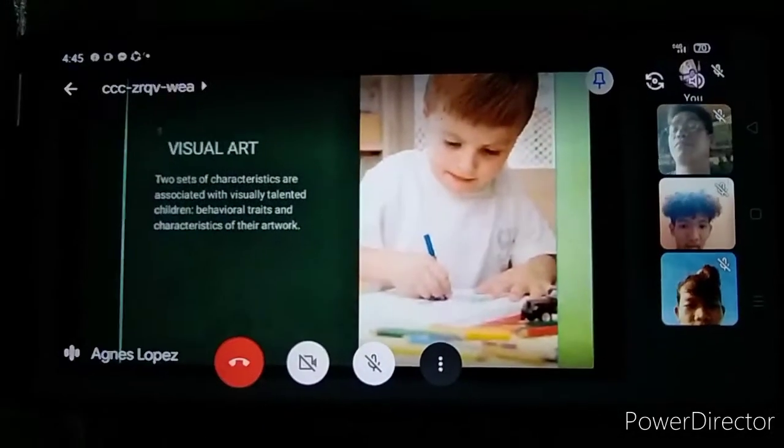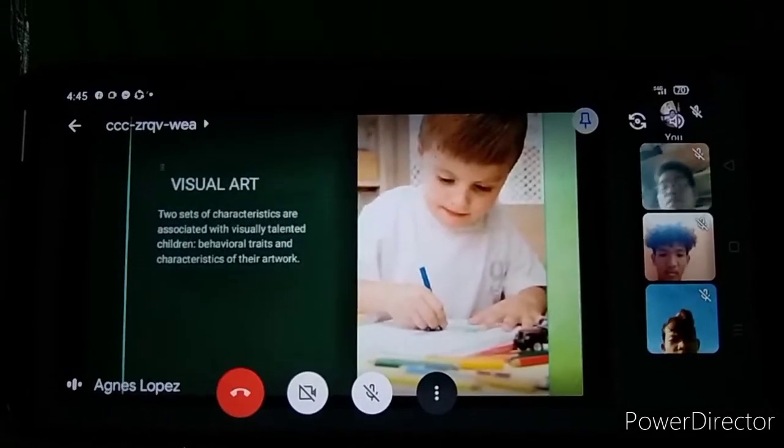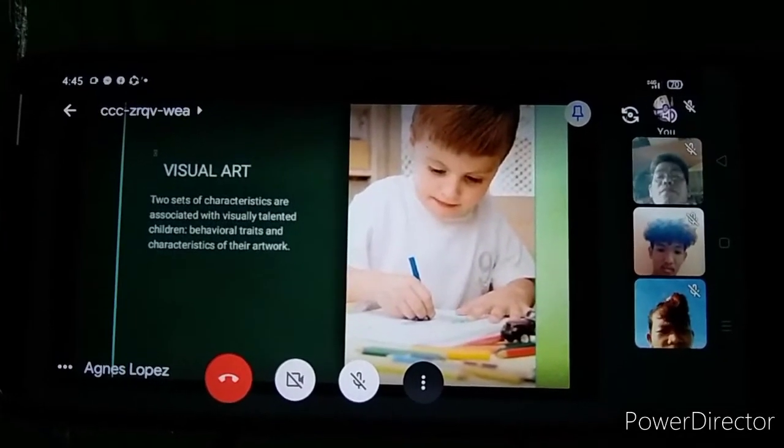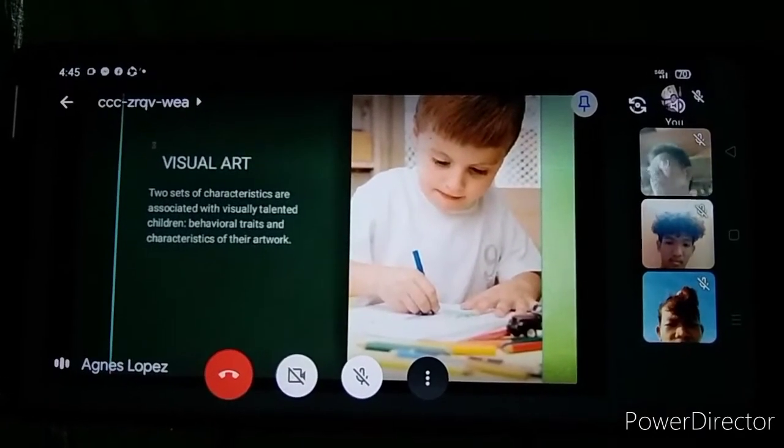Number one is the visual art. Two sets of characteristics are associated with visually talented children: behavioral traits and characteristics of their artwork.